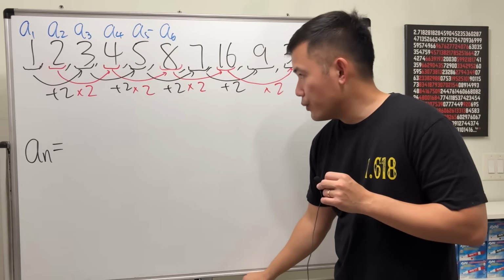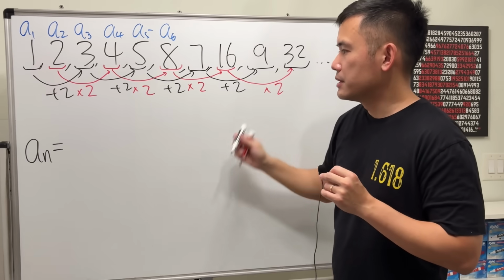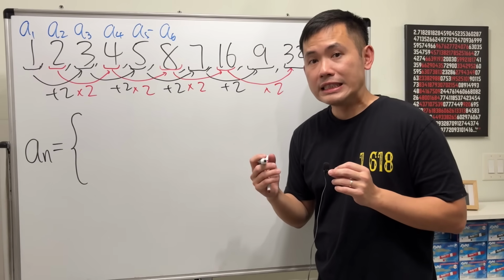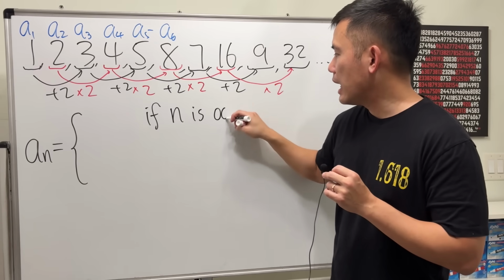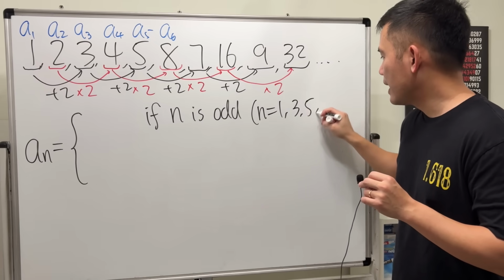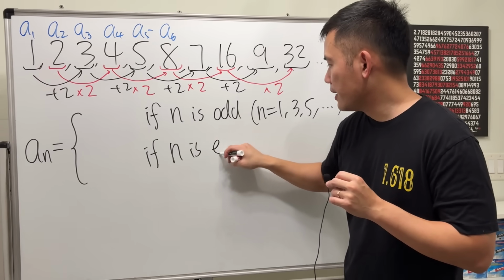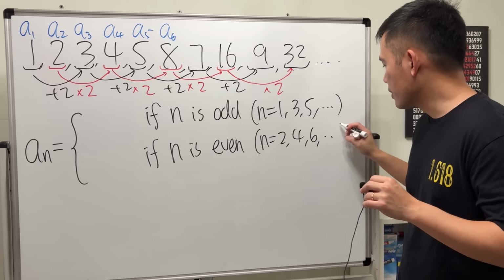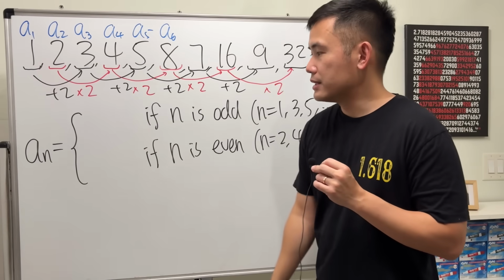Now, as I said, we are going to separate this into the odd number terms, and then also the even number terms. So I'm going to break it down like this. This is going to be like a piecewise function because we have to give the condition. If n is odd, meaning 1, 3, 5, so on, so on, so on. And then this right here is if n is even. And you can also make it more clear, 2, 4, 6, so on, so on, so on. So these are the indices of the sequence.